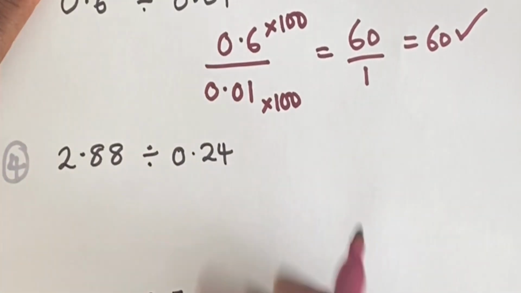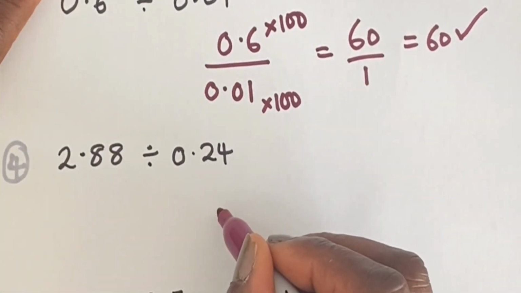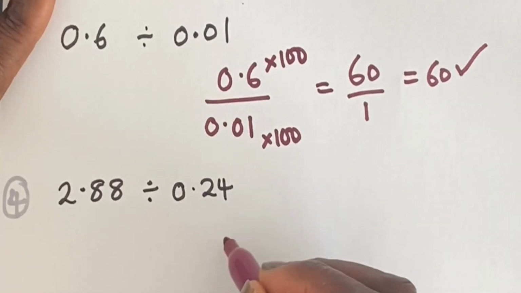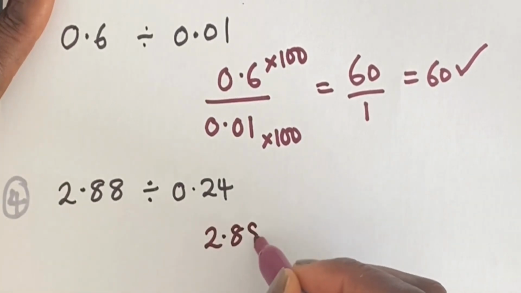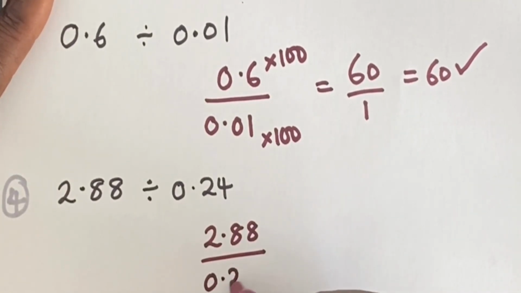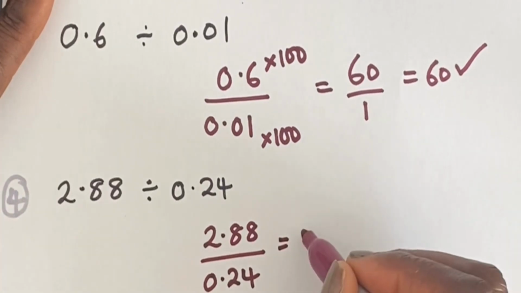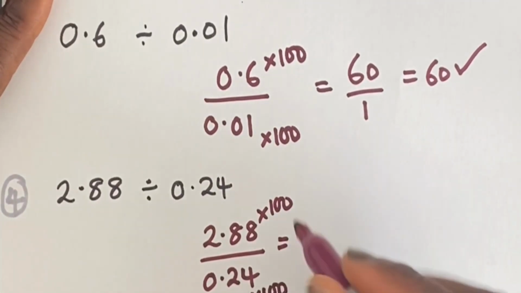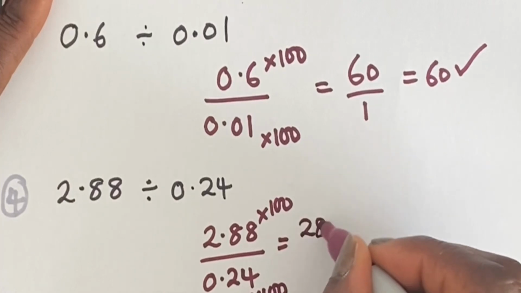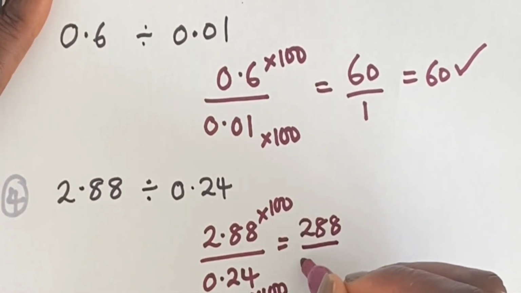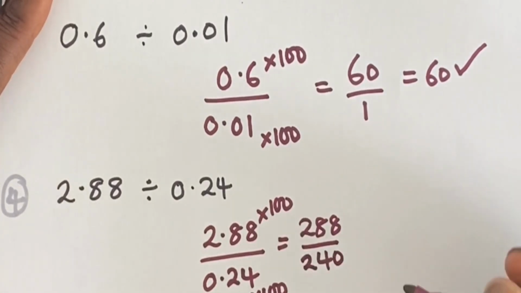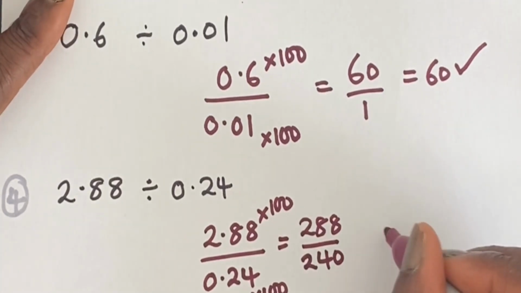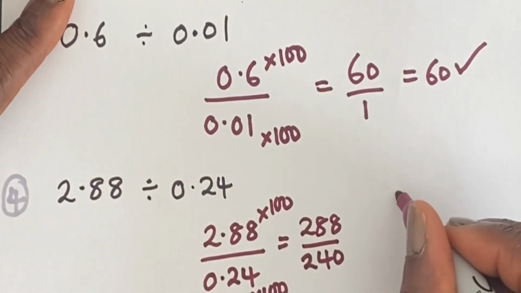Now, this is the one that's a little bit tricky. 2.88 divided by 0.24. If you times the top and the bottom number by 100, then this would be 288 divided by 240. And you can just throw that into the bus stop. Use the bus stop method to work that out.